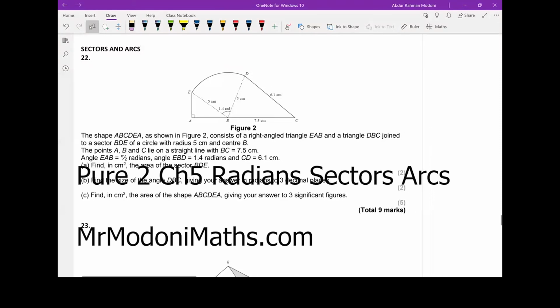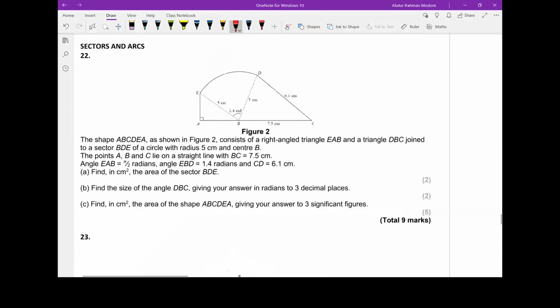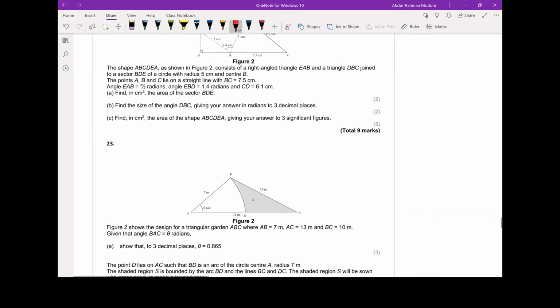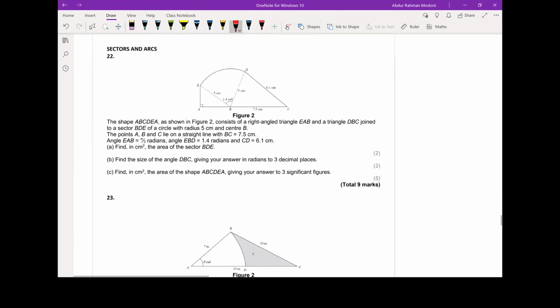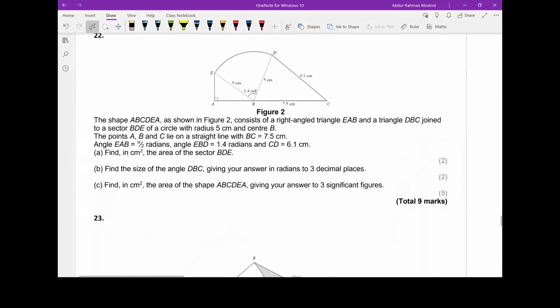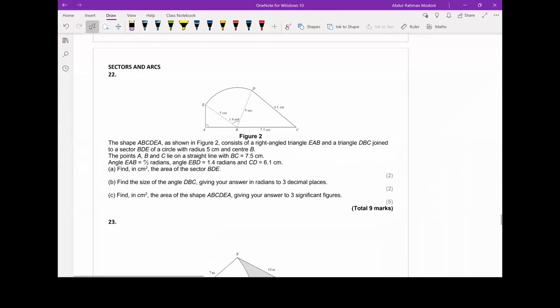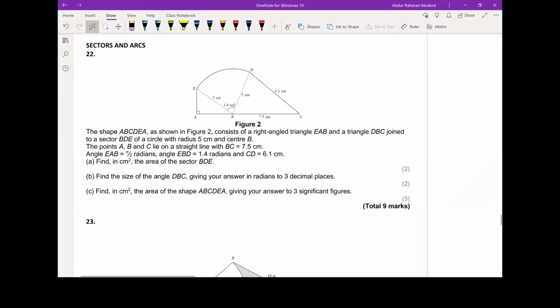So with these questions, sometimes you might be working in radians, as we see in this particular question here, or sometimes it might be in degrees. If it's in radians, make sure you've got your calculator set in radian mode. That's very important. So check that your calculator is in radian mode. So let's take a look at this question here.